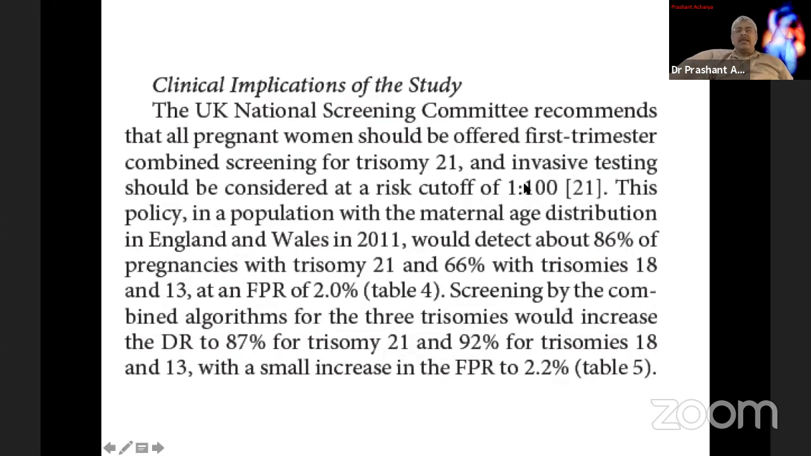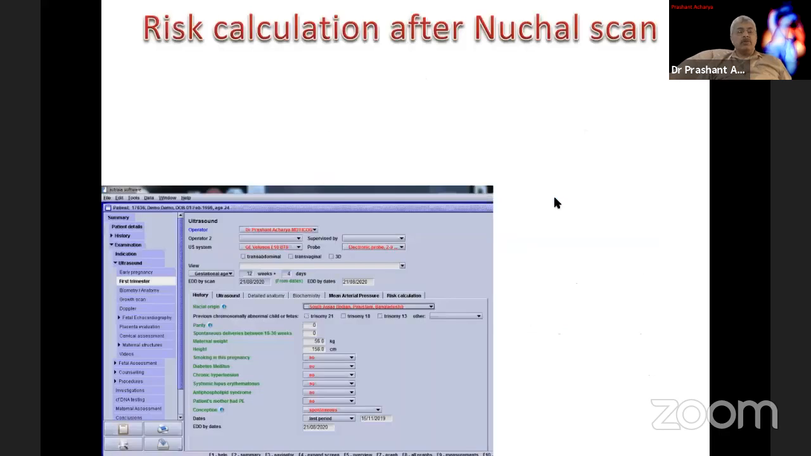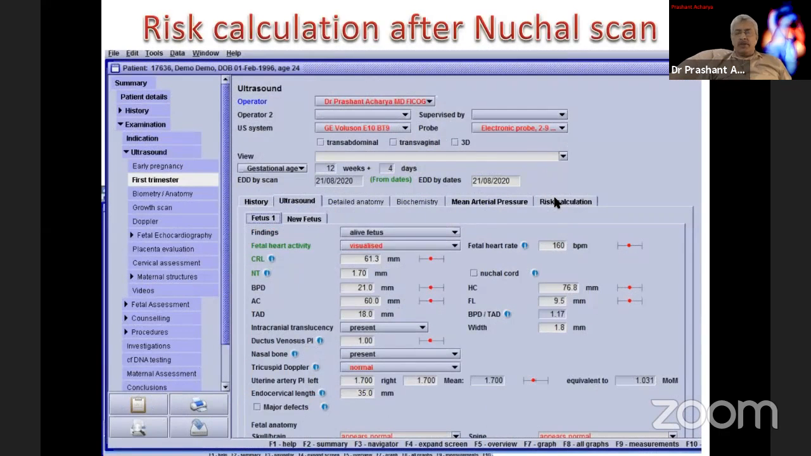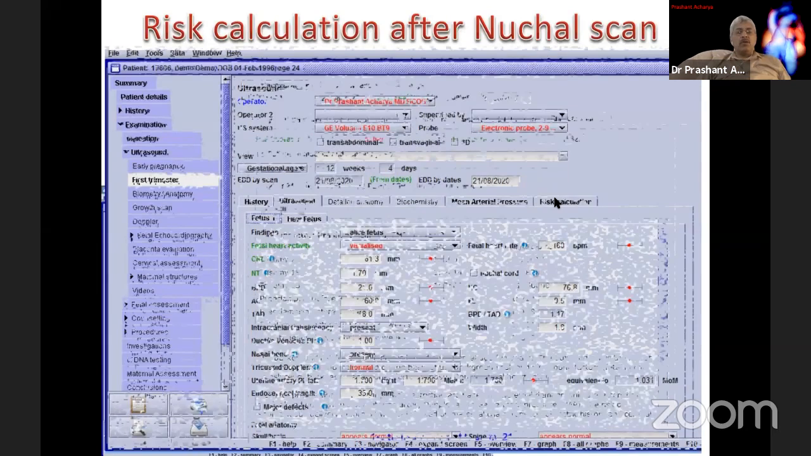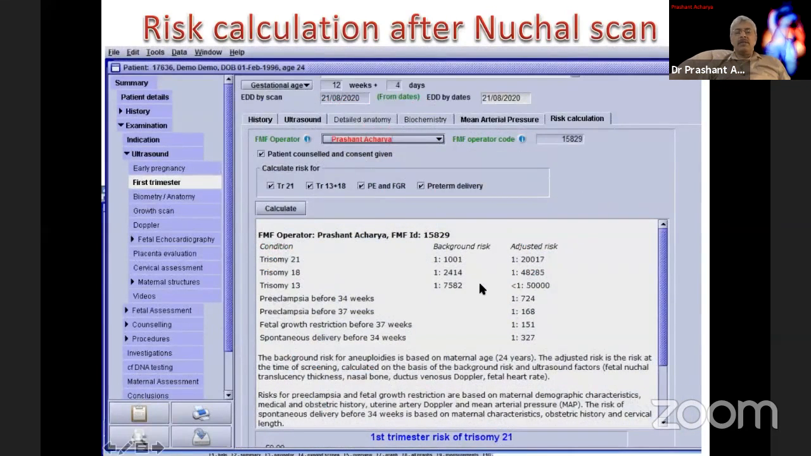Even the UK National Screening Committee recommends a cutoff of 1:100, not 1:250. So make sure that you change. If you are already at 1:100, that's fantastic. Otherwise, from 1:250 you should go to 1:100. Make sure that at the end of the nuchal scan you have a good risk assessment calculation, where the background risk was 1:1000 and it has gone to 1:20,000. If the risk has gone down to 1:20,000 without biochemical markers, I don't need further screening.